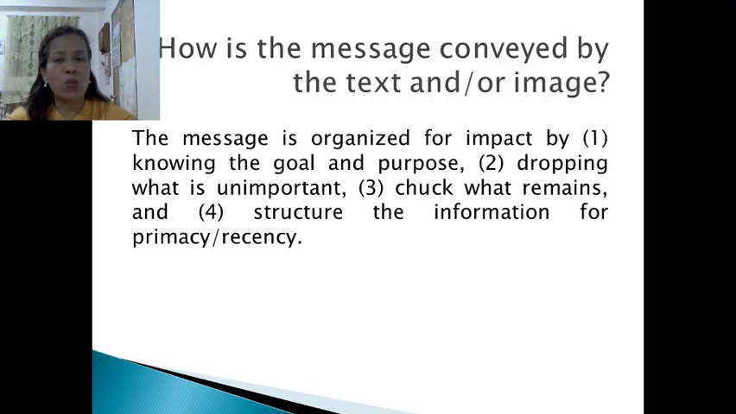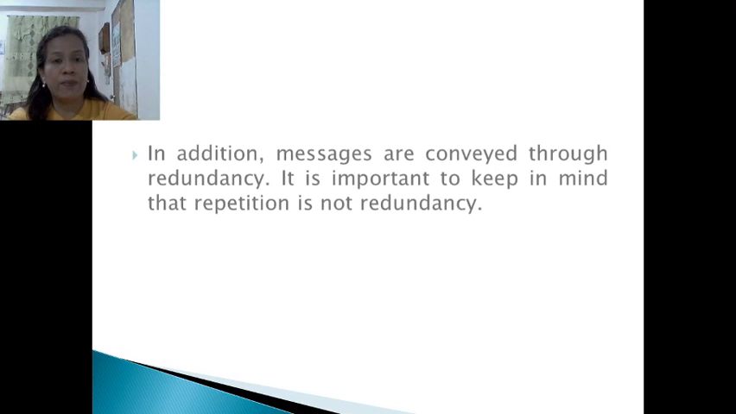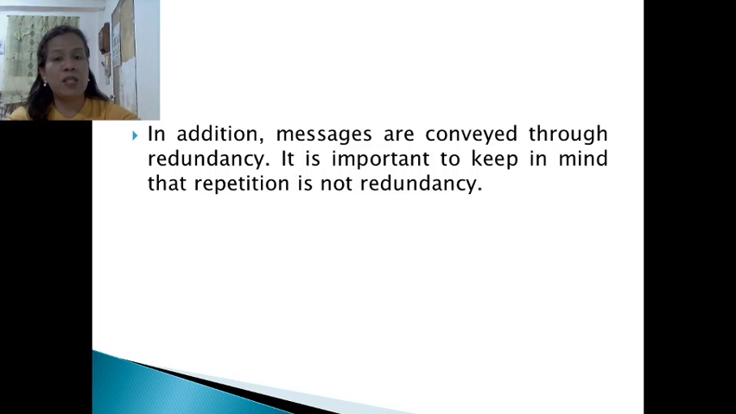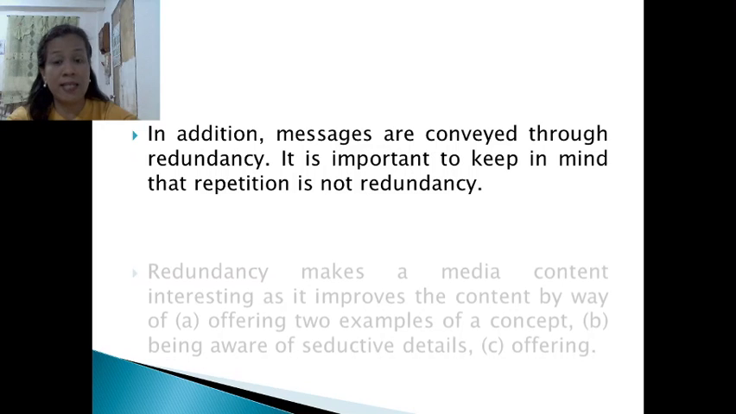Then the next question to consider is, how is the message conveyed by the text or the image? The message is organized for impact by knowing the goal and purpose, dropping what is unimportant, chunking what remains, and structuring the information for primacy or recency. In addition, messages are conveyed through redundancy. It is important to keep in mind that repetition is not redundancy at all.